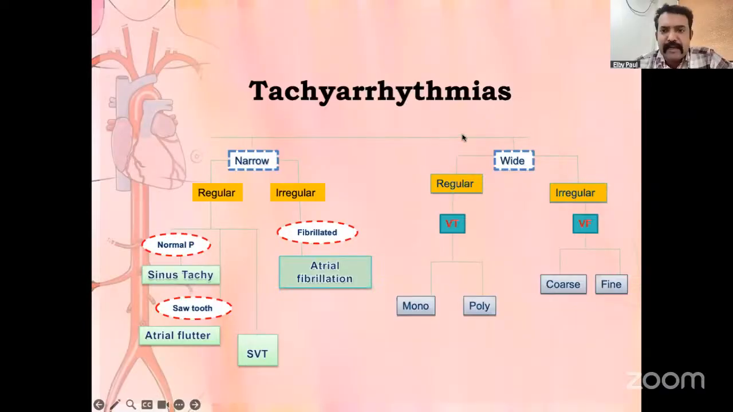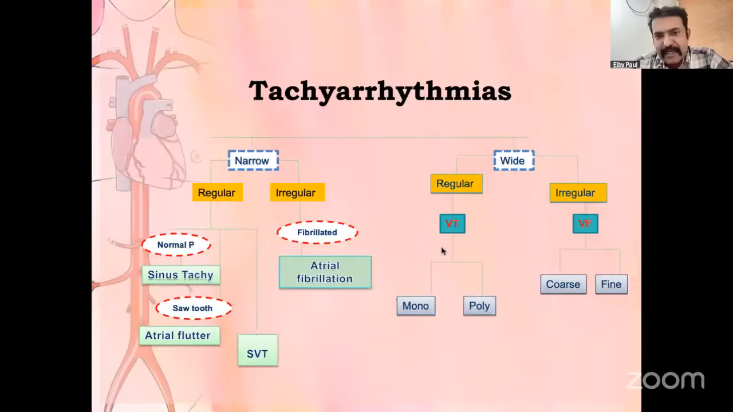First, let's see. We got a tachyarrhythmia with a heart rate of about 200. First, I will see the QRS complex. Oh, it's a wide QRS complex. Then I will see if it is regular or irregular. I see it's regular. Regular means only one situation: it will be a VT, ventricular tachycardia.